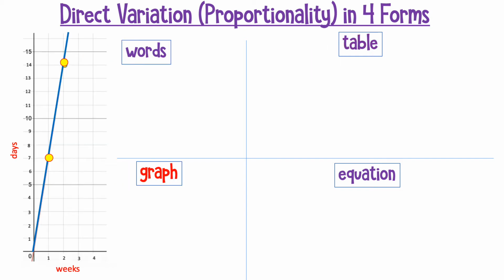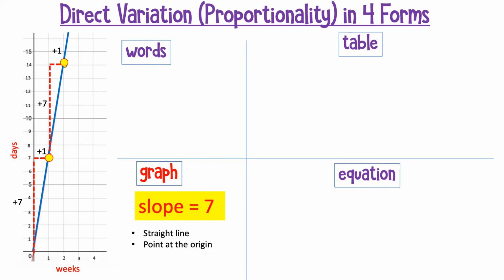Here's a graph of this representation. Notice that if we go up 7 over 1, we have a point on the line. Up 7 over 1. We call this the slope. The slope of this direct variation is 7. Notice it's a straight line with a point at the origin. This is true for all proportional graphs. They will always have a point at the origin.